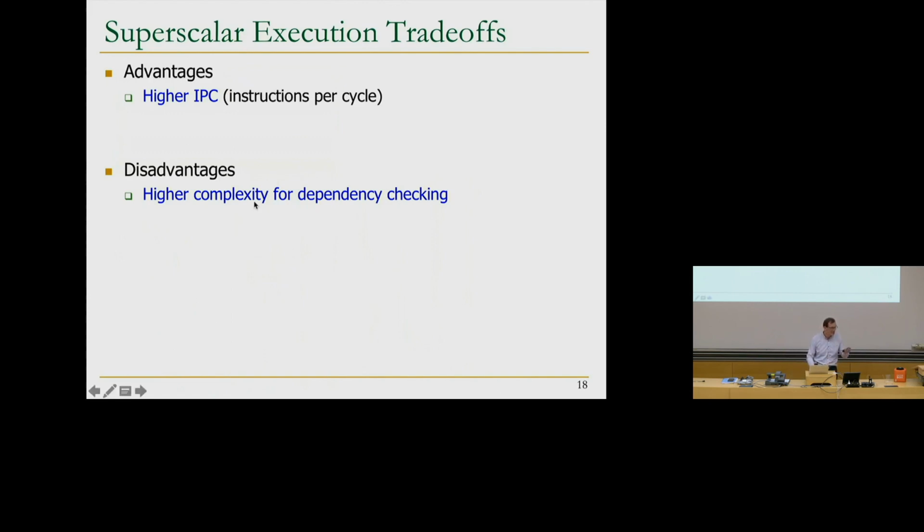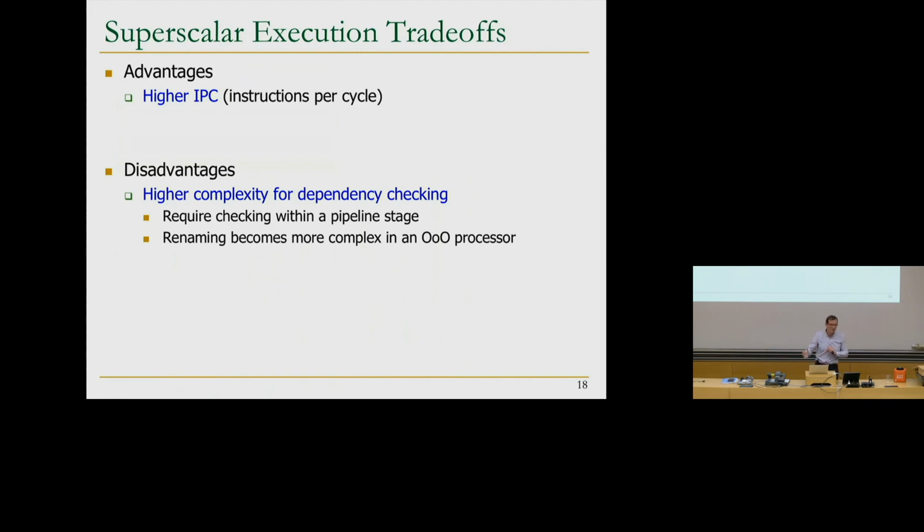Higher complexity for dependency checking. Actually, I didn't show you the dependency checking logic. It's very similar to the dependency checking logic that you really need to do in a pipeline, except you're doing it in the same cycle, right? If you're fetching 4 instructions per cycle, you need to basically figure out which instructions are dependent. So it's actually worse than the pipeline's instruction dependency checking because you need to do it very quickly. So within a pipeline stage. We didn't have that before.